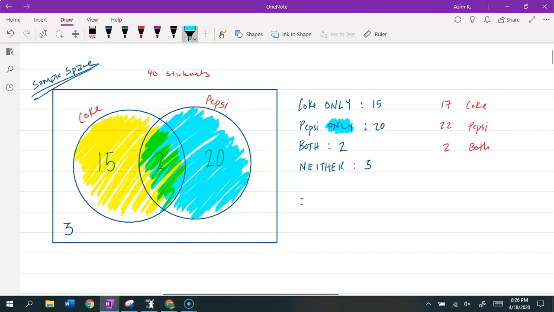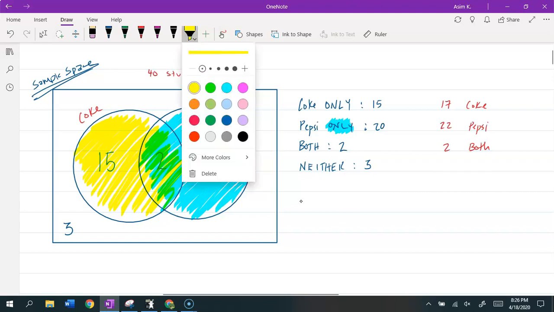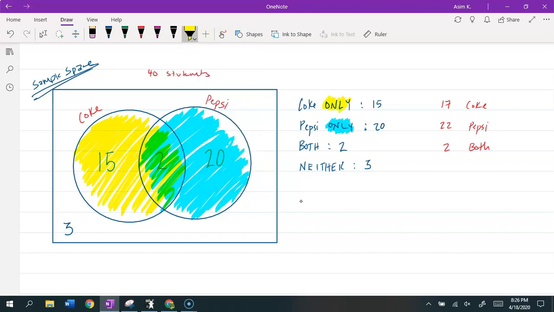And when we say Coke only, then that is only representing the part of the circle once again that's not including that overlap. But when the book says that 17 like Coke and the 22 like Pepsi, they're not differentiating. You see that? They're not differentiating. Is this the people who are only, or is this the people all together? And then in that case, what they're saying is there's 17 people in the Coke circle and there's 22 people in the Pepsi circle. But then you would argue and say, wait a minute, isn't there 2 that are being double counted? Because you counted them in Coke and then you counted them again in Pepsi.